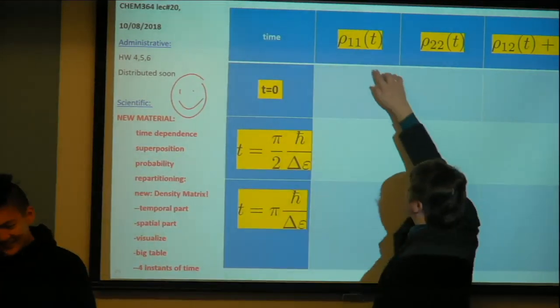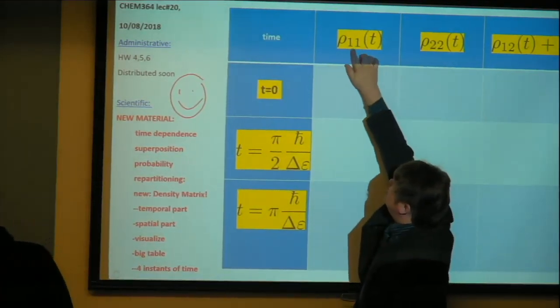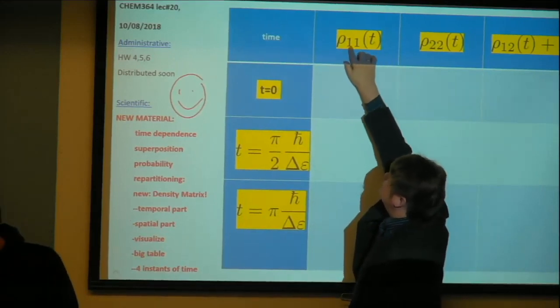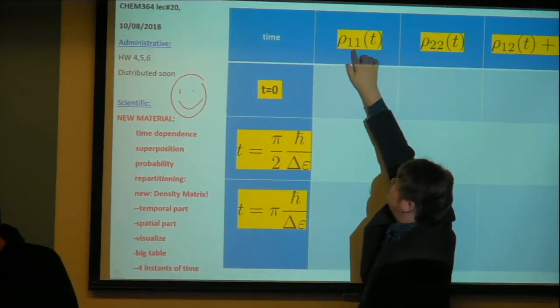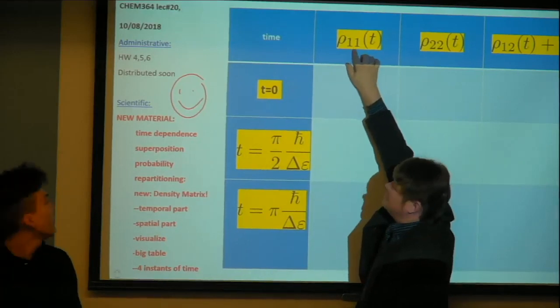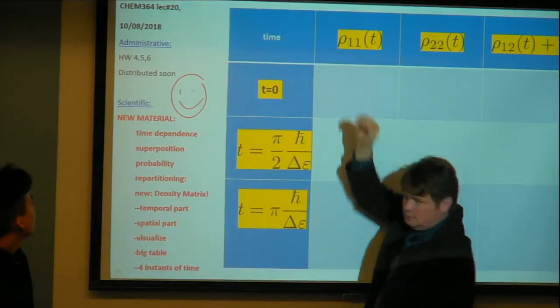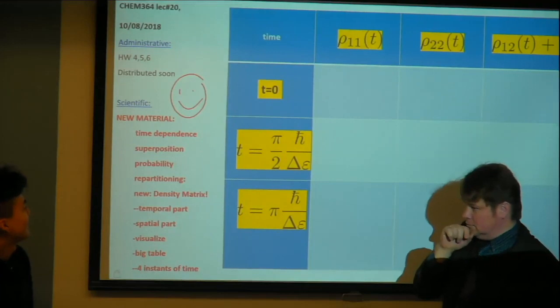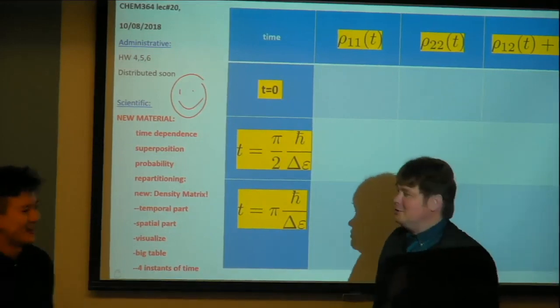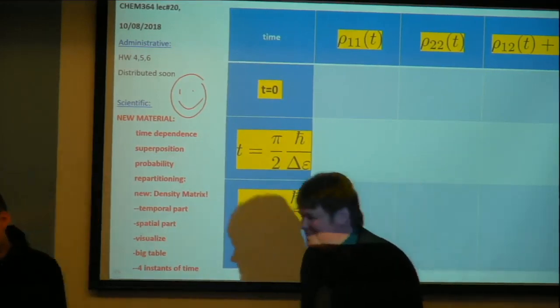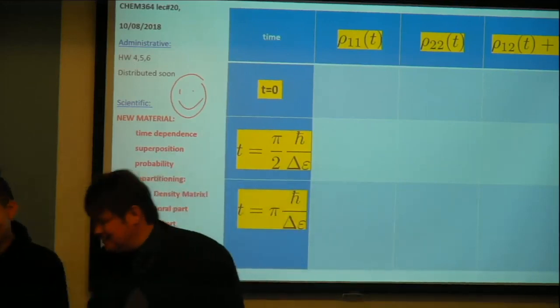So how quickly does it change? Is there any time dependence for rho 1-1, for the phase factor in front of the spatial part for the coinciding for ground state? Can I go back? You can look at your notes. Yeah, please go back. Thank you.